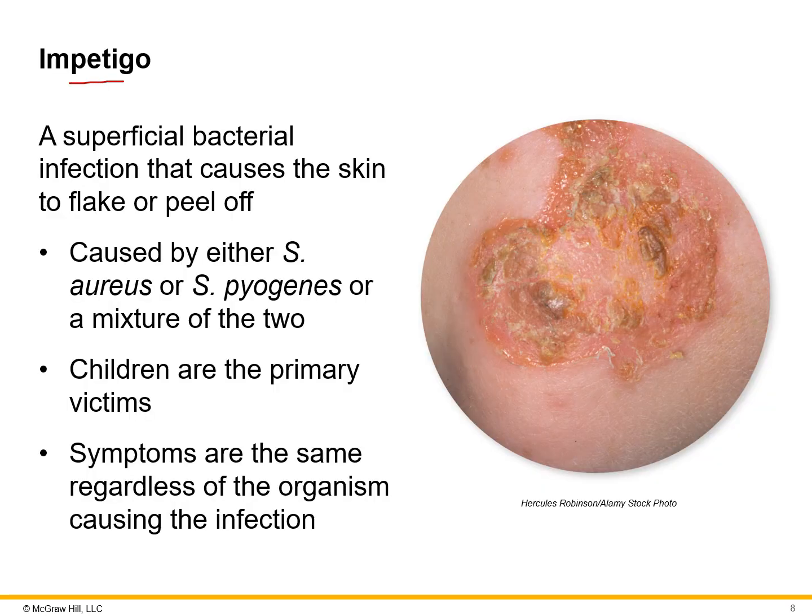Now switching into impetigo, which is another skin infection. Again, this is superficial, so just on the outside of the skin, it causes this kind of flaking and peeling off. Now this can be either caused by Staph aureus we just talked about, or Streptococcus pyogenes that we'll talk more about here in a minute, or even a mixture of the two. And this is usually found in kids. And the symptoms look the same whether it's caused by Staph aureus or Strep pyogenes. It still is going to produce this kind of scaly, dried out skin infection that we see here.